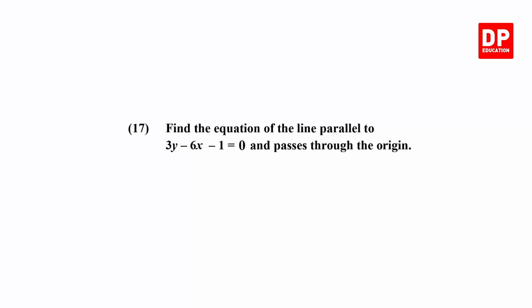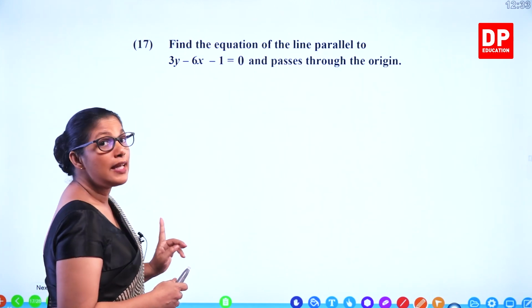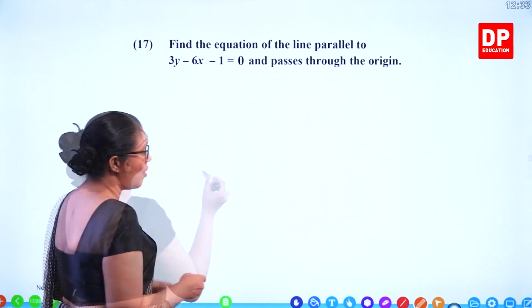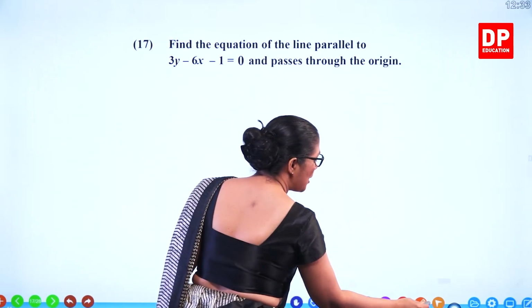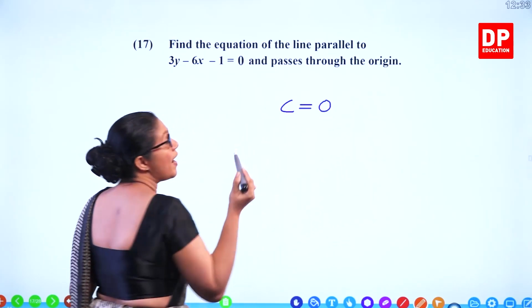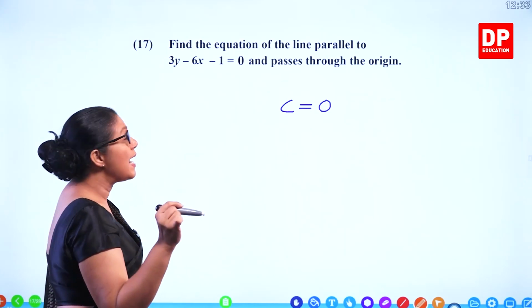Question number 17. Find the equation of the line parallel to this given equation and passes through the origin. Passes through the origin, that means C is equal to 0. Y-intercept is 0. So, you need to find out what's the gradient.